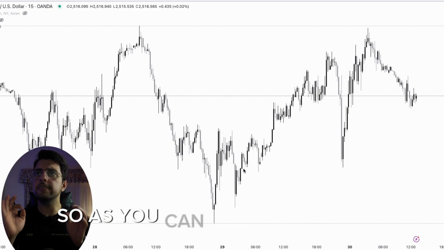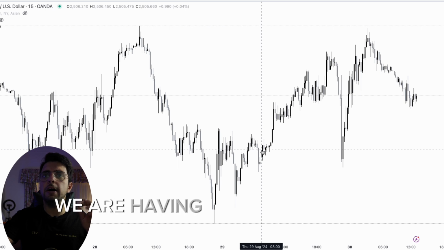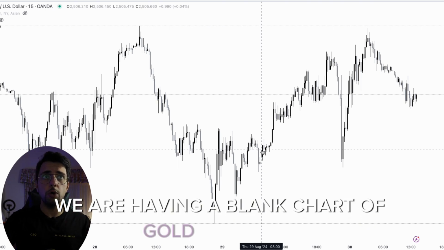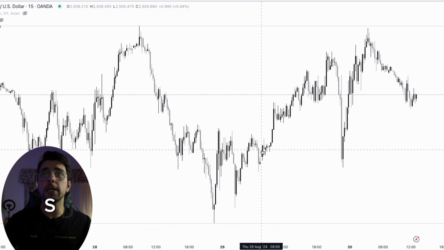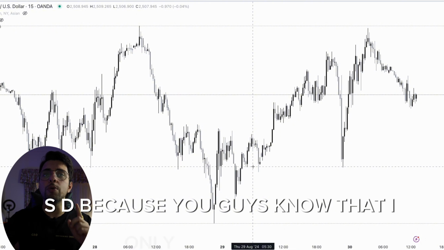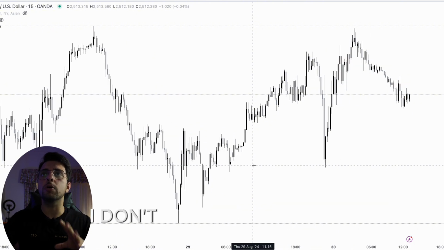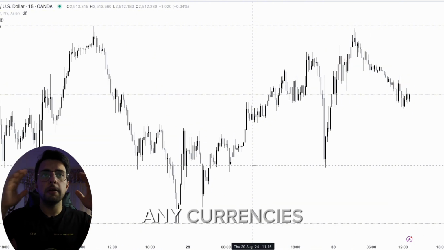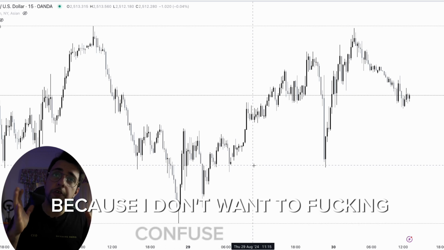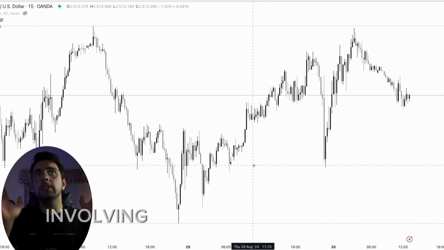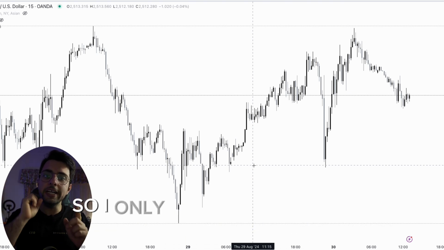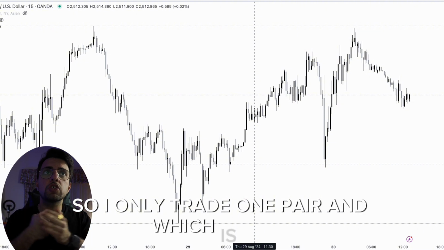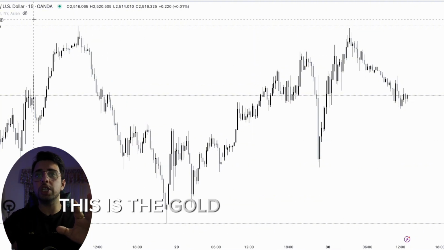So, as you can see on my screen, we have a blank chart of gold, which is XAUUSD, because you guys know that I only trade gold. I don't look at any other currencies because I don't want to confuse my mind by getting involved in too many currencies. So I only trade one pair, and that is gold. This is the gold chart.